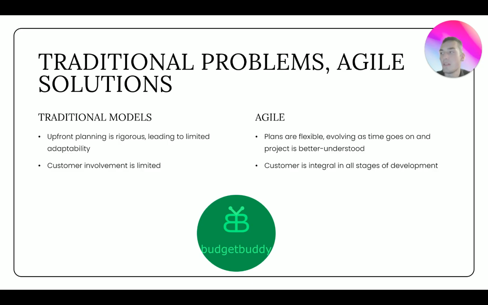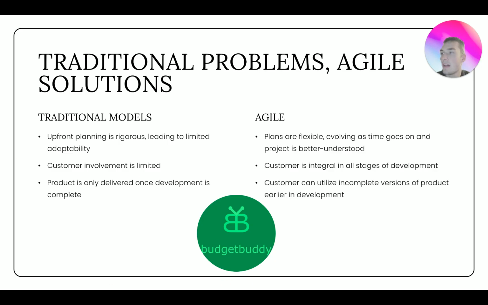And you can see that in traditional models, as we talked about, the product can only be delivered once the development is complete because all of the integration and validation happens at the end. But with the Agile method, the customer can utilize incomplete versions of the product earlier in development. And so for our BudgetBuddy application, this means that the customer can get their hands on the personal finance management app and test it out and maybe even deploy it to users in that alpha or beta version like we talked about and get some feedback.